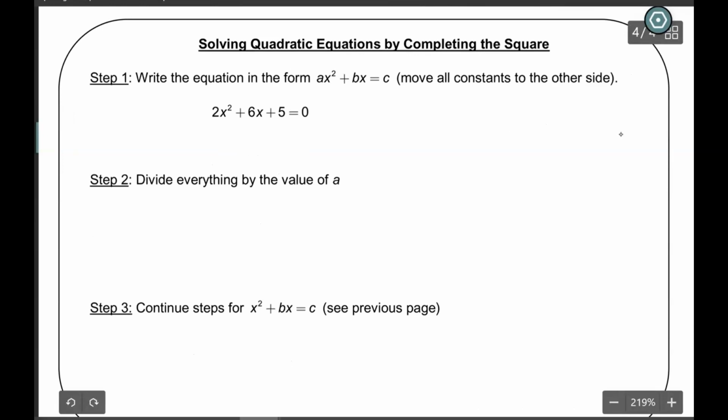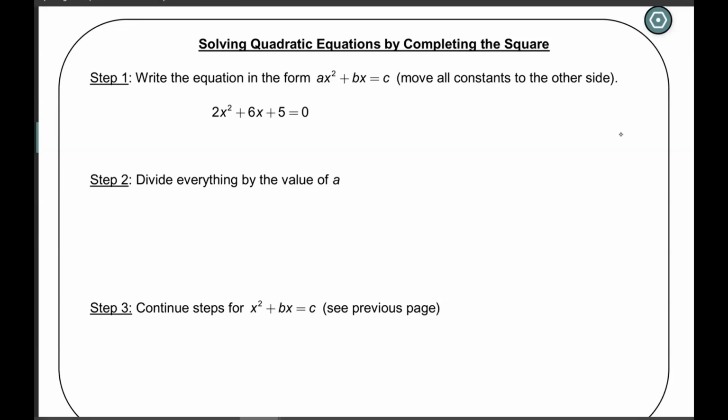Okay, next page. I'm not going to give you very many of these at all. I think there might be 1, maybe 2 on the homework assignment. Sometimes we have a coefficient other than 1 in front of the x squared. When we do, that definitely complicates matters, and you want to have your calculator on hand next to you. When you have a coefficient, you end up having a lot of fractions.